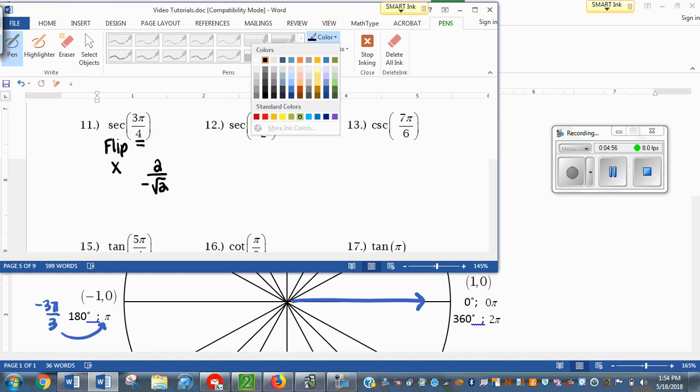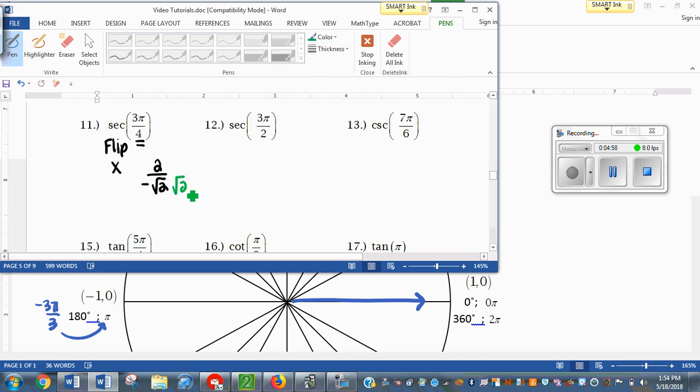Alright, we can't leave it like this though. We got to get the root 2 out of the bottom. So we're going to multiply by root 2 over root 2, making this 2 root 2 over plain old 2. Again, don't lose your negatives, and the 2's will reduce, and my final answer will just be negative root 2. So again, secant means flip x, because it pairs up with cosine. They're reciprocals of each other.